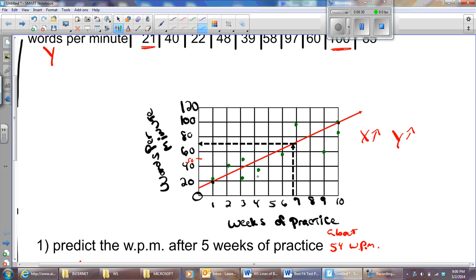Look at this person here. Okay, they've practiced for a little over 4 weeks, and they can do under 40 words per minute. And this person here at just over 2 weeks is at 40 words per minute. Or this person here is at just over 3 weeks, a whole week behind, and they're doing almost 50. So you see, it's not 100% true.